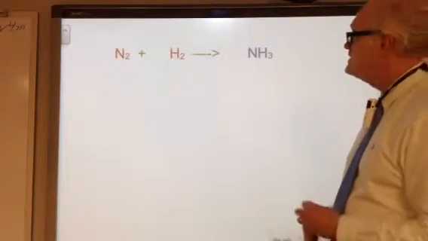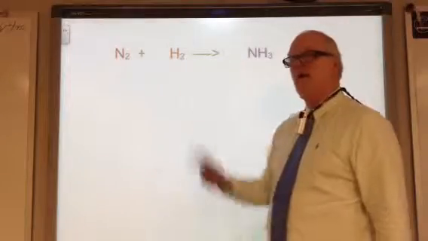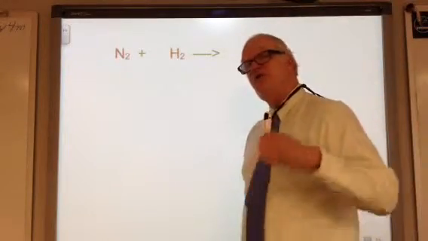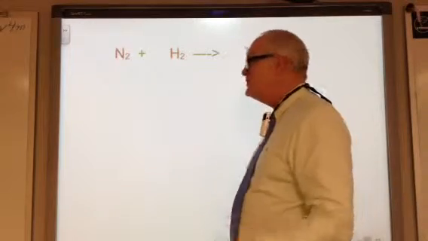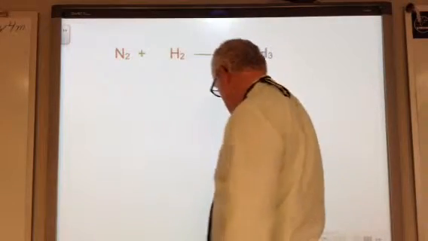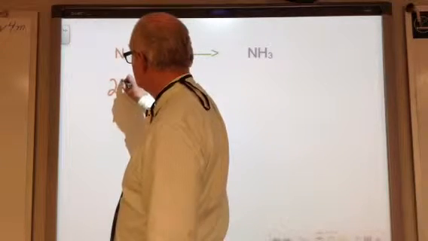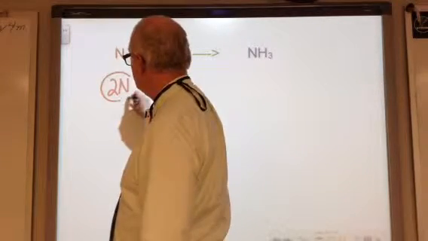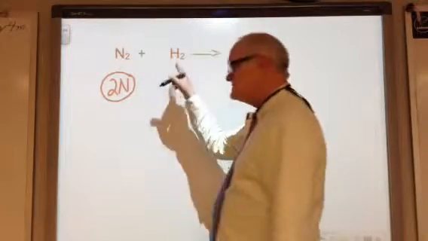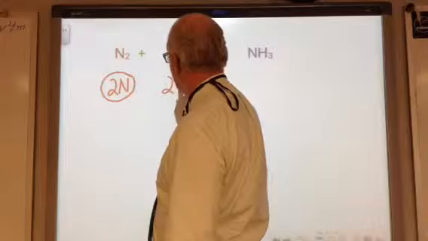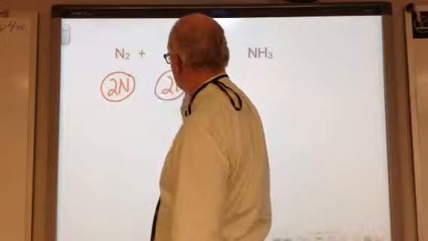So here's our skeleton equation. We're going to look at the formula for the first reactant, nitrogen, with the formula N2. That 2 means that there are 2 nitrogen atoms bonded together. So we're going to write it down in this way. We're going to write 2 nitrogen atoms there. Same deal for hydrogen. H2 means that there are 2 hydrogen atoms bonded together in that molecule.